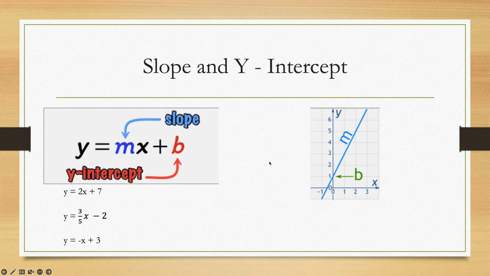But here are 3 equations, and what I want you to do is focus on the general format of y equals mx plus b, and for each of these equations, tell me what the slope is and what the y-intercept is. Go ahead.